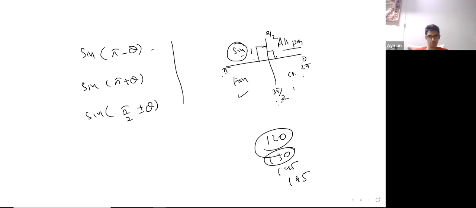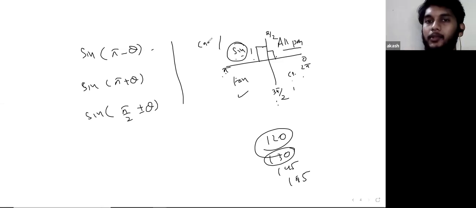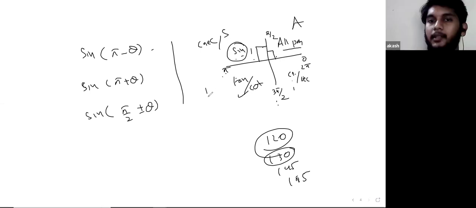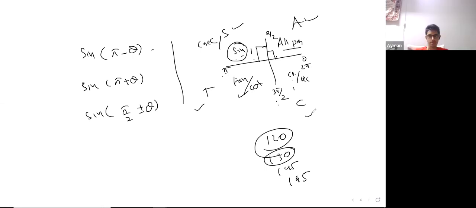This thing is clear. And if sine is positive, then cosec is also positive, because sine is 1 upon cosec. Same for tan and cot, and cos and sec. In short, we read this as ASTC: all positive, sine positive, tan positive, cos positive. This is clear.